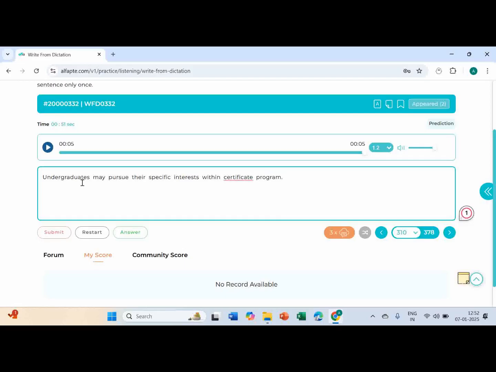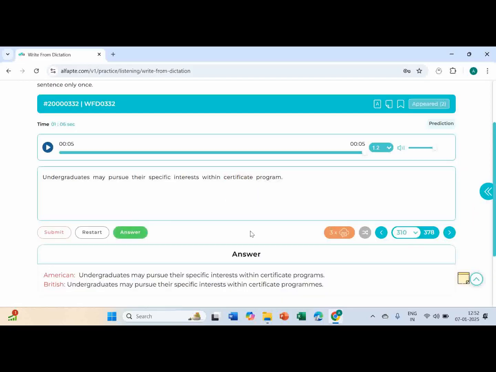Undergraduates, so you will write undergraduates like this. Don't give a space between under and graduate. Then may pursue their specific interest within certificate program. So let's check the spellings of certificate. So let's check the answer. Undergraduates may pursue their specific interests within certificate programs. So it is programs because in this sentence they are talking about the interest. I was confused, so you can write programs here because it is talking about interest. So with interest we use plural. So next one.